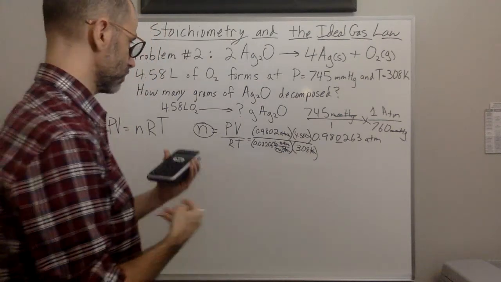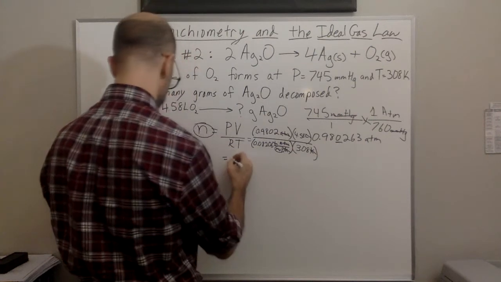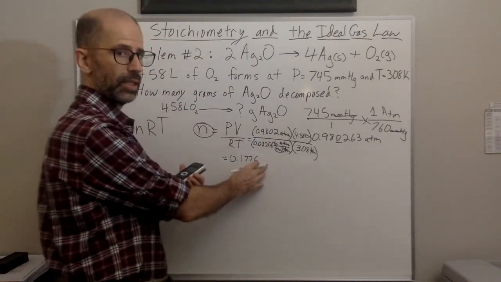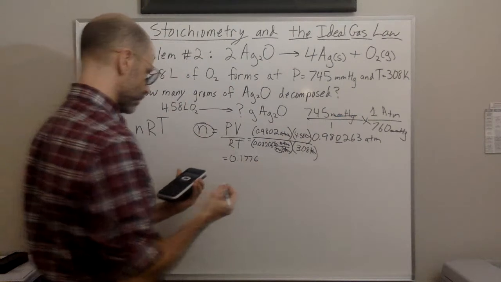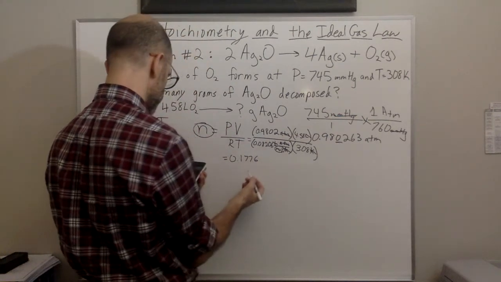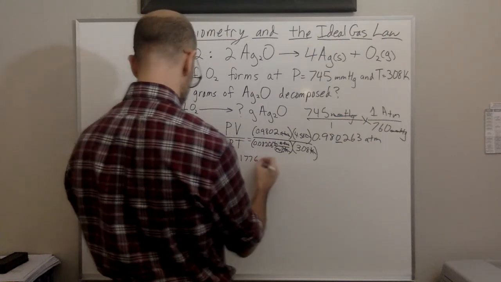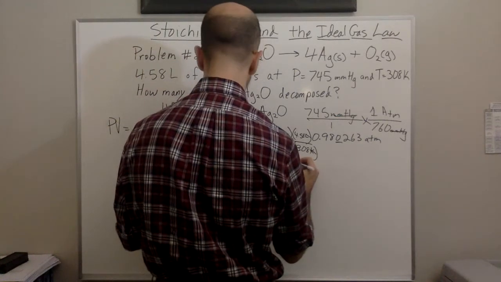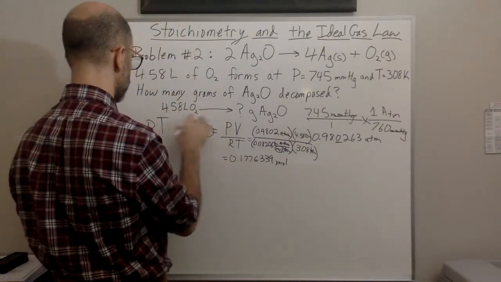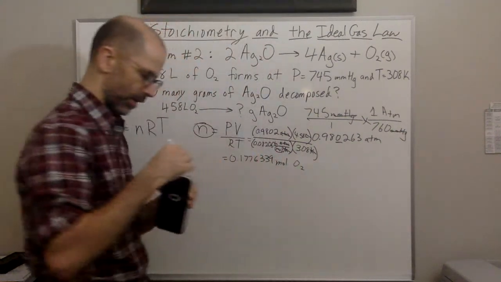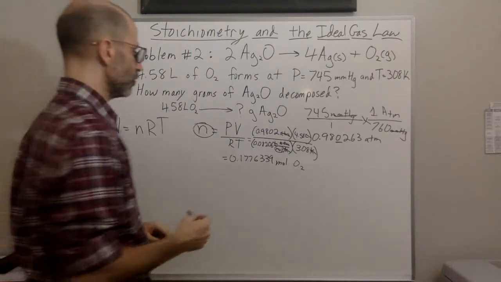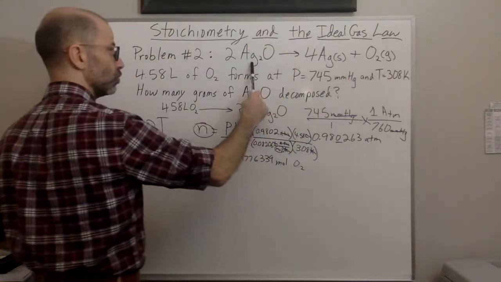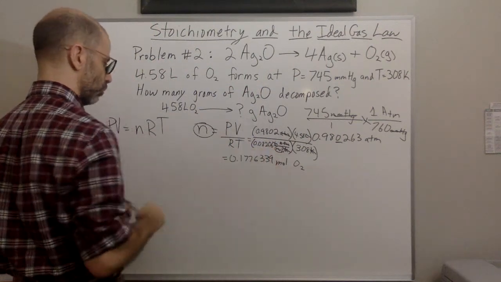And there I get the number of moles is equal to 0.1776, 1776, the year that the nation was born. Okay, so let's throw 339 in there. This is going to be moles of oxygen. Okay, so we have the moles of oxygen. So now we can use our mole ratio to go from moles of oxygen to moles of the silver oxide, which is what we want.